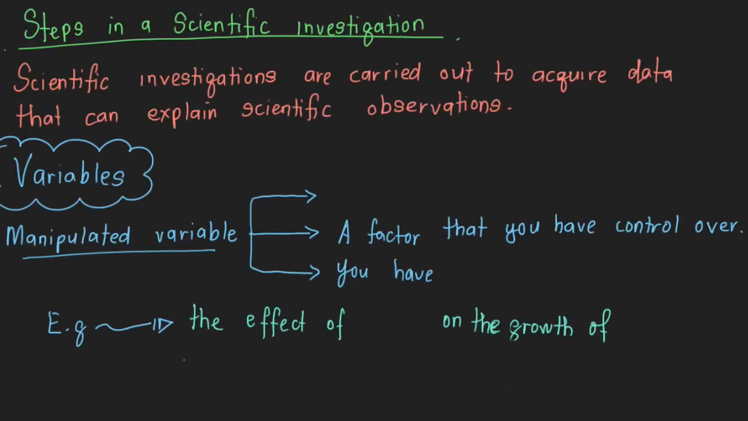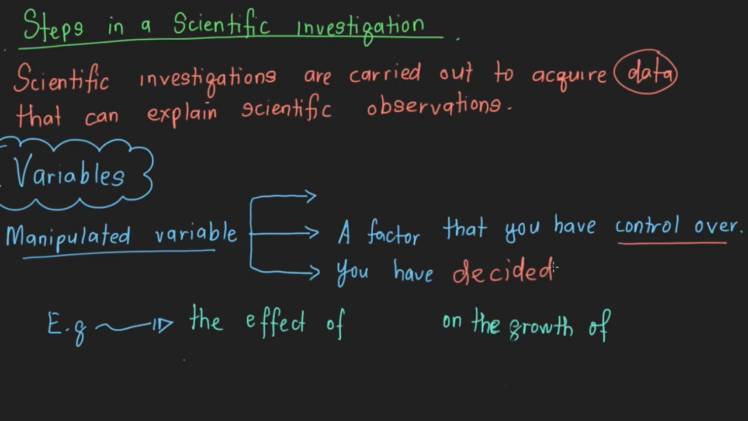Now, the next thing we're going to look at are the steps in a scientific investigation. Now, scientific investigations are carried out to acquire data that can explain scientific observations. Now, before we look at the steps taken in a scientific investigation, we will look at something called variables. Now, I'd like to give you some examples of variables and to be able to identify the different types of variables. Now, the first type that we're going to look at is called the manipulated variable. Now, a manipulated variable is a variable that you have control over, and it's a variable that you have decided.